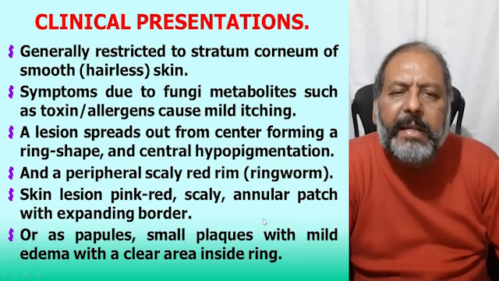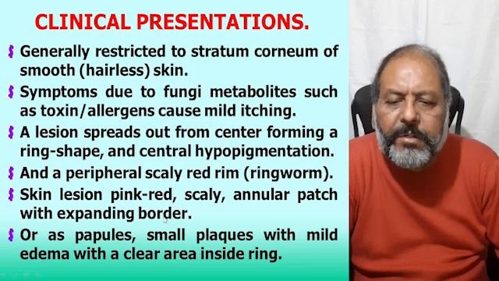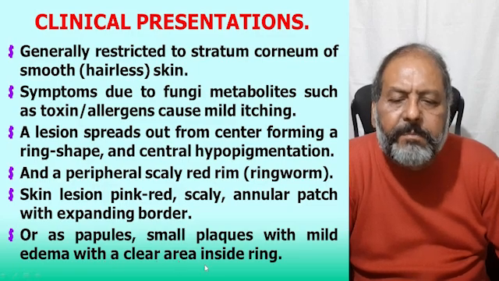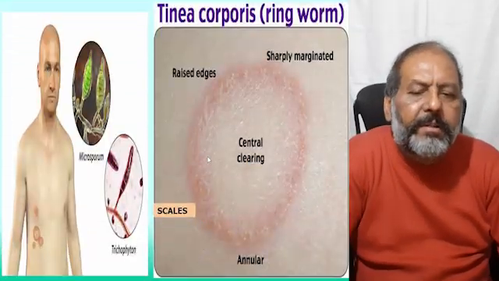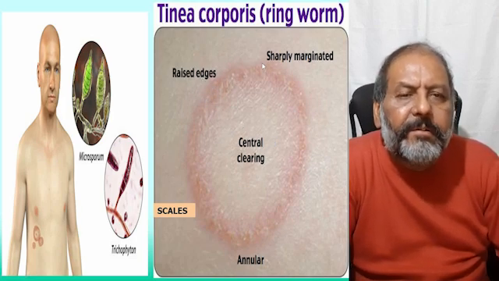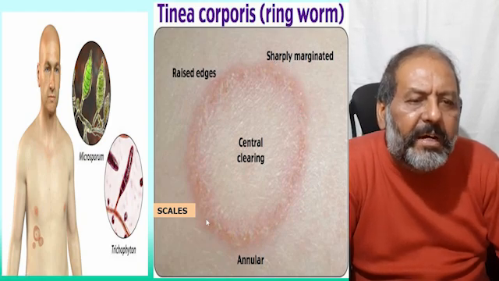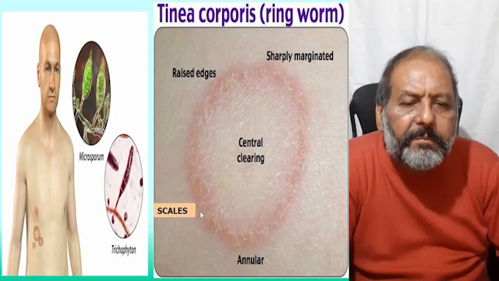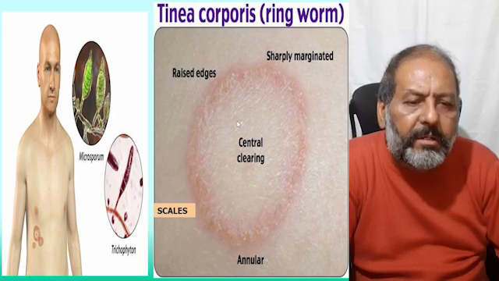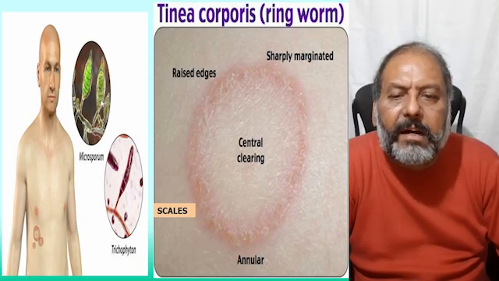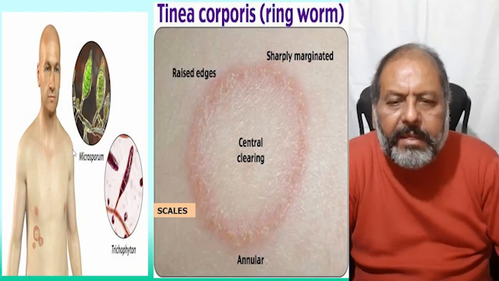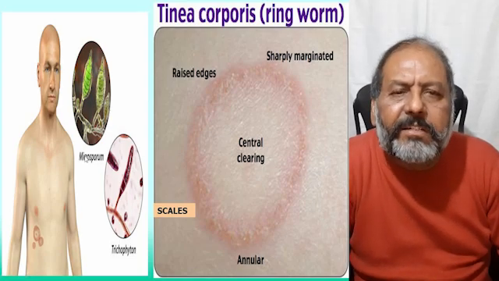Skin lesions are pink-red, scaly, annular patches with an expanding border, or as papules, small plaques with mild edema with a clear area inside the ring. So here one can see the central clearing area and the raised edges, and there is a sharply marginated area, and here on the margins there are scales, and one can see that annular ring-shaped appearance, and that is being caused by these dermatophytes. These are Microsporum, Trichophyton, and Epidermophyton, which are collectively called MET.